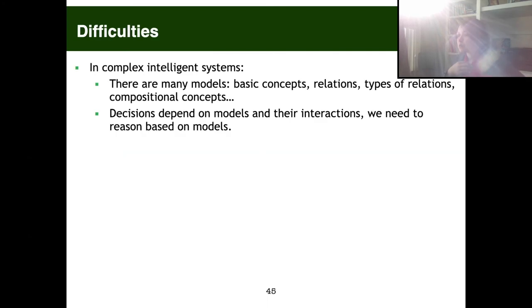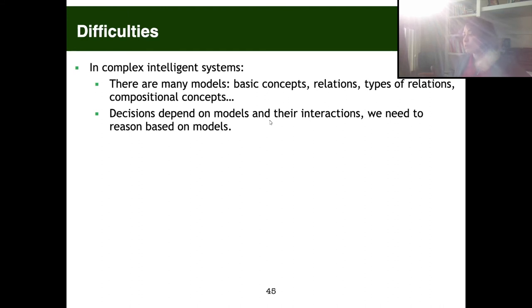So real world problems, the complex systems, are difficult to design with current tools because there are many models. There are not only basic concepts to be classified, but we have relations, relation types, and compositional concepts, and the decisions that are made are not really a single classifier or regression value. They are based on the output of various models and how they interact with each other.